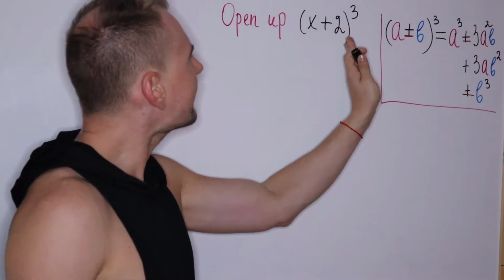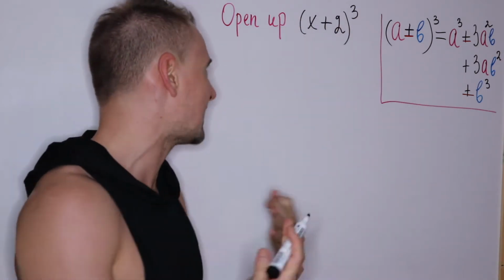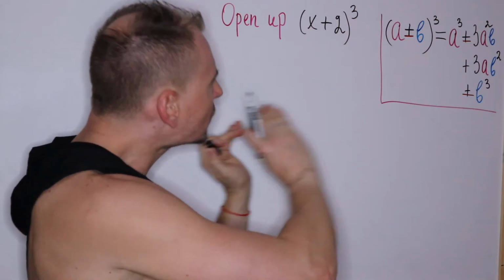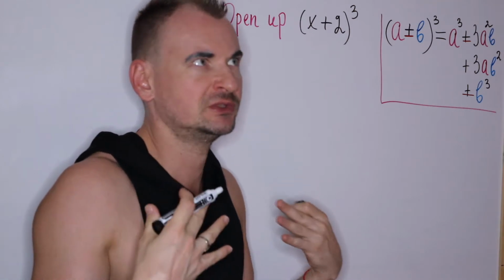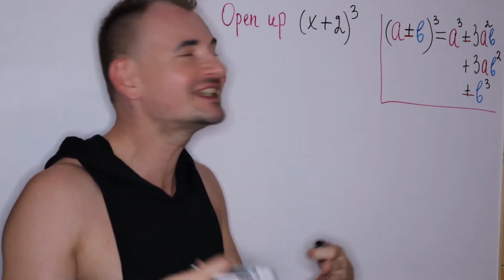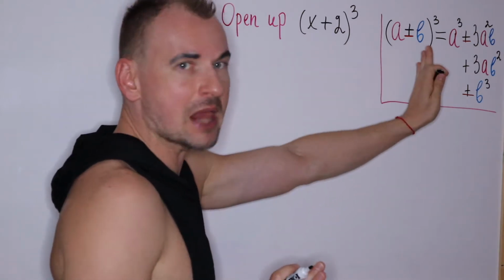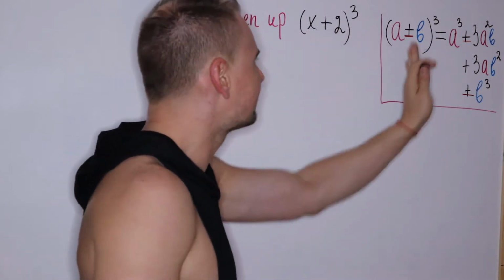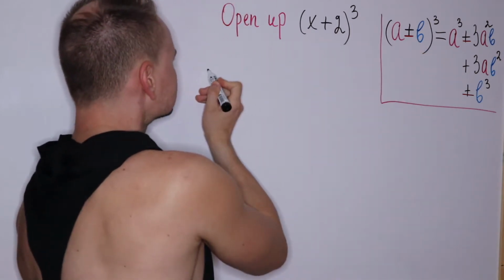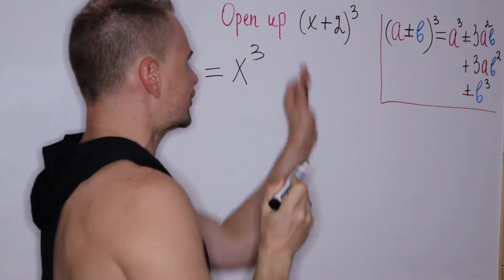Now, say you have x plus 2 raised to the third power, so the cube of the binomial x plus 2. And you need to open up the parentheses, you need to distribute it, or expand it. All you do at this point is just apply this formula. Now, all it says is you need to raise the first term, which is x, to the third power.